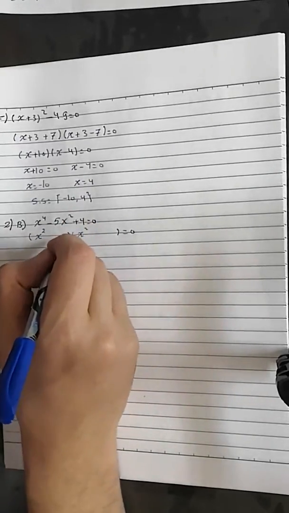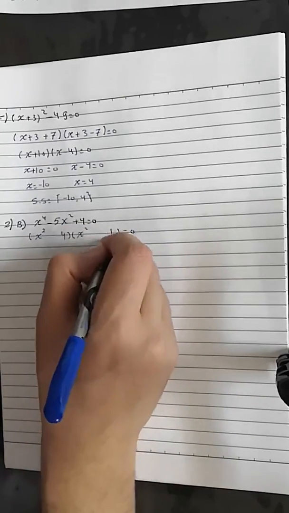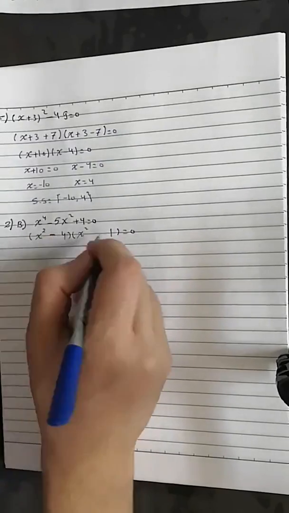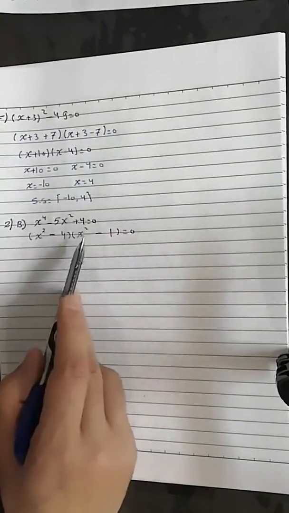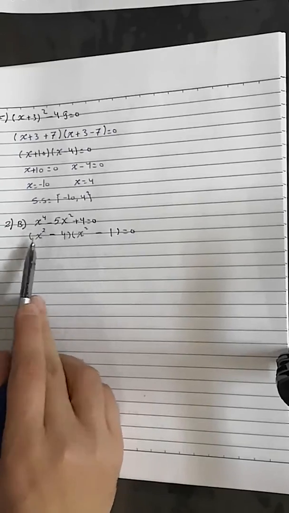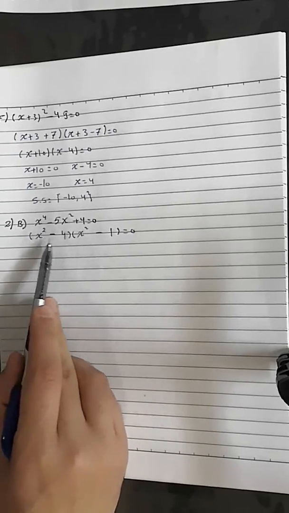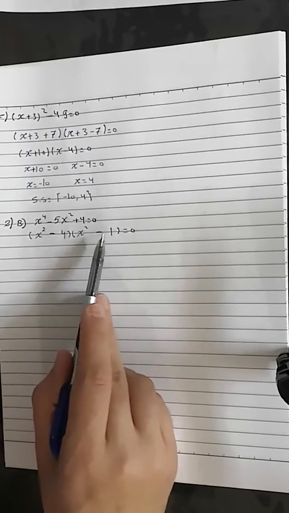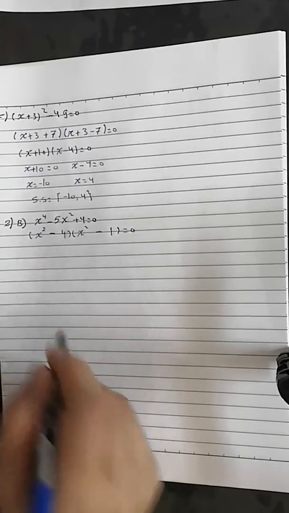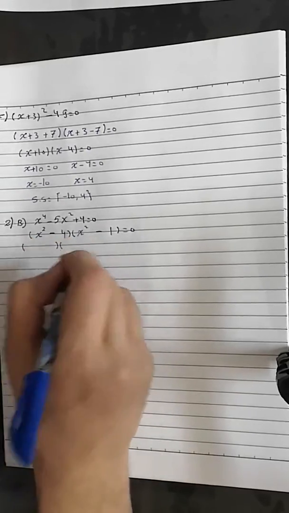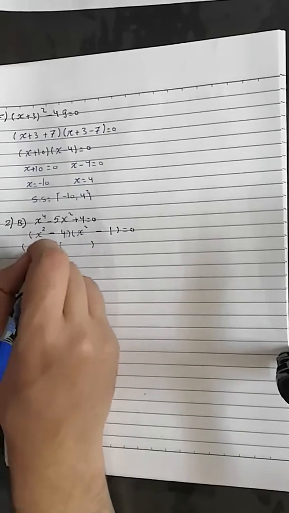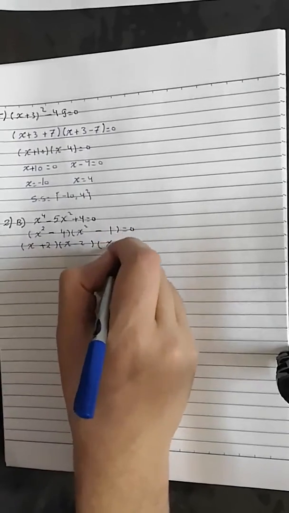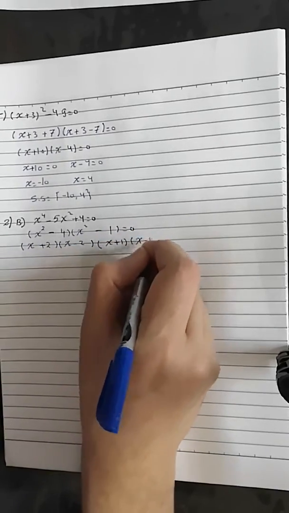4 will be 4 and 1, as their product is 4 and their sum is 5, and the two signs are negative. Now I have two brackets. I have x squared minus 4, and both of them are square numbers, and there is negative between them, and x squared and 1, and also both of them are square numbers, and they have negative between them. So both of them are a difference between two squares. The first one will be x plus 2 and x minus 2. The second one will be x plus 1 and x minus 1.